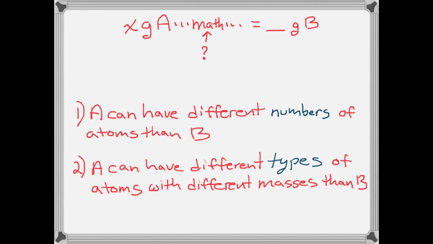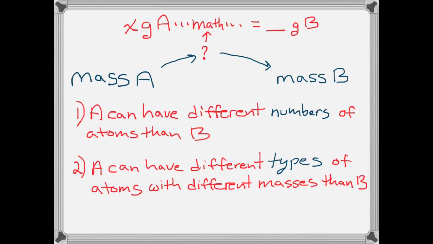So given that A and B can have different numbers and types of atoms, what is it that's going to bridge the gap from the mass of A to the mass of B? The answer? Moles. Consider moles the common currency of chemistry. Moles relate everything to everything else. In fact, in any given problem, if you don't know what to do first, it's probably to convert to moles.